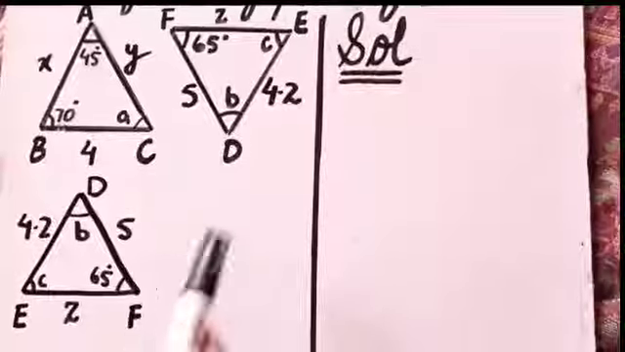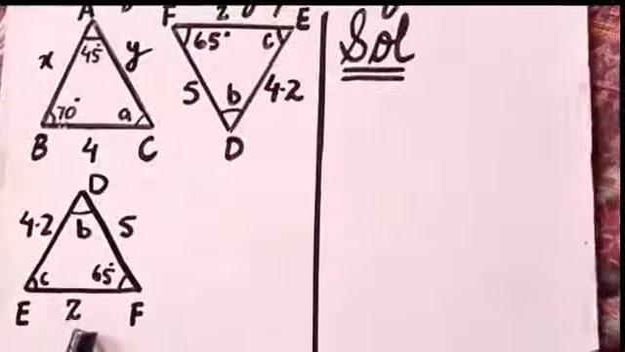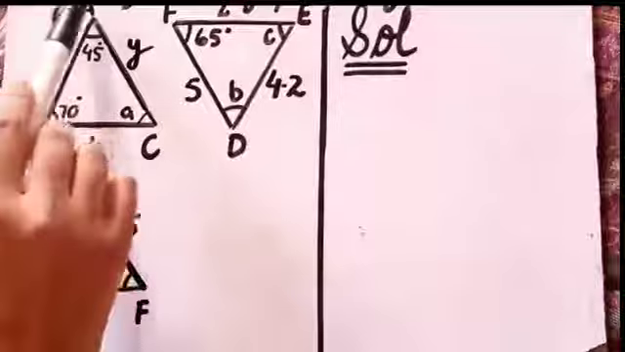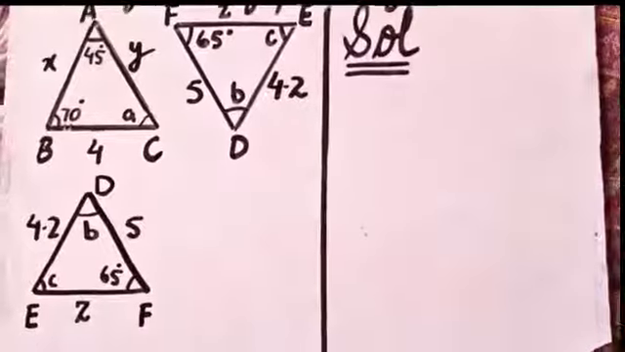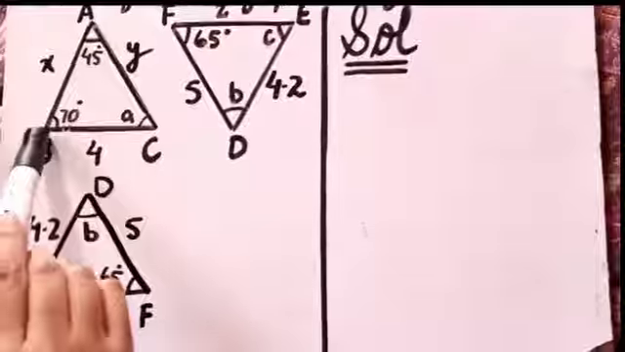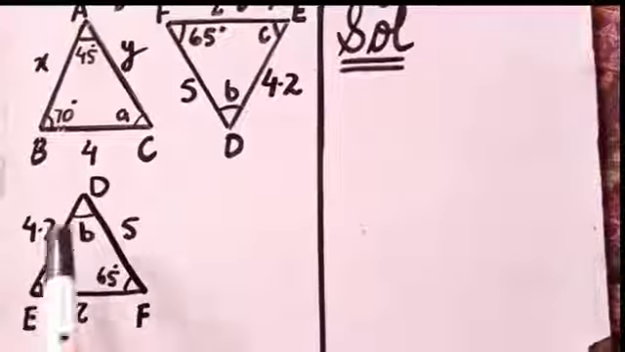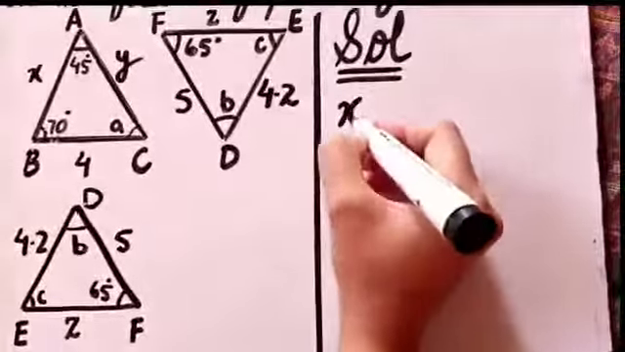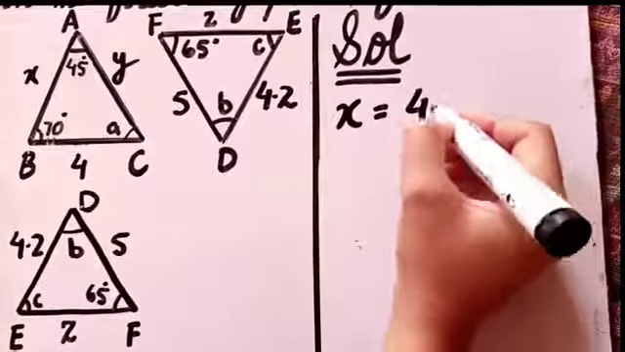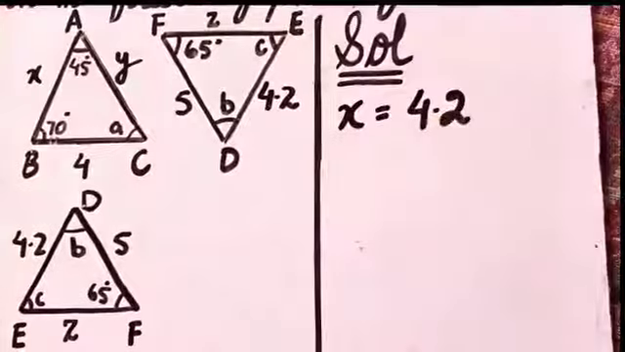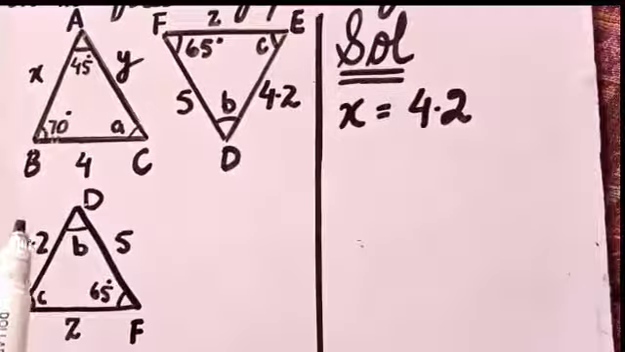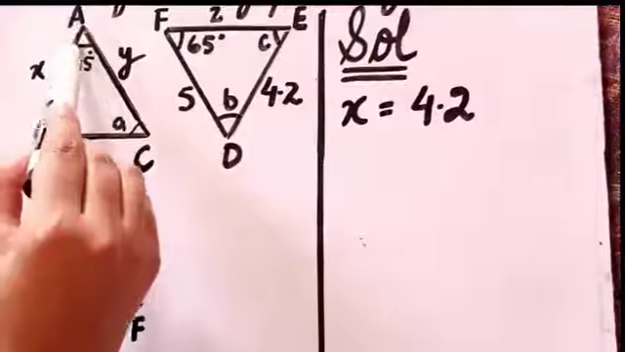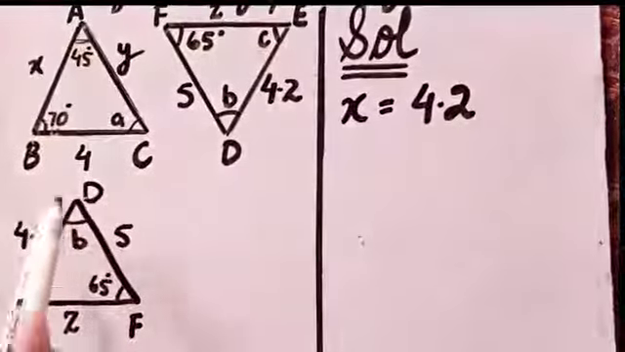You can see I have reversed this triangle, so it looks the same in shape as triangle ABC. So I can say that AB is the corresponding side of the second triangle, that is DE. AB is equal to DE. So I can write AB is X, so X is equal to 4.2.